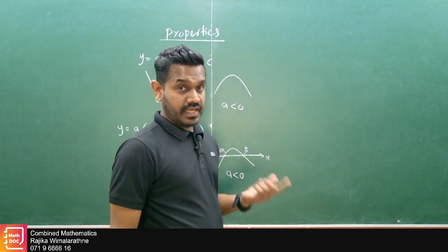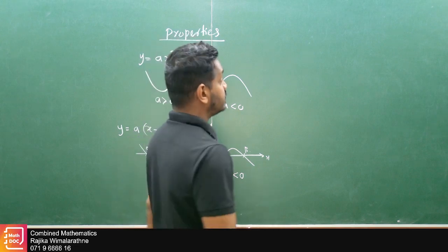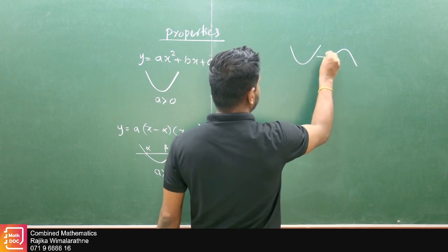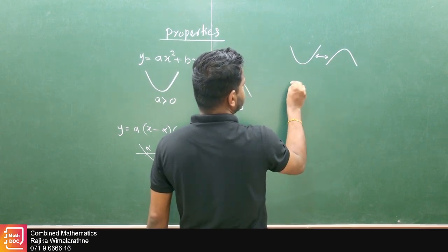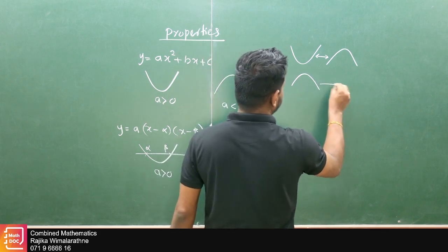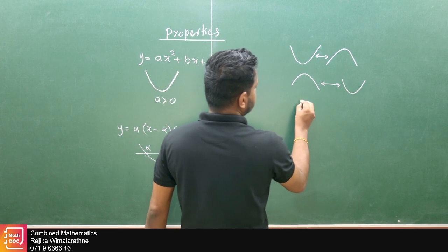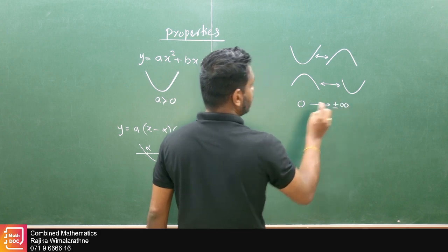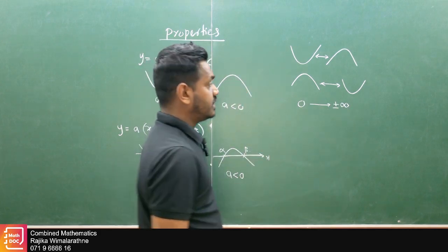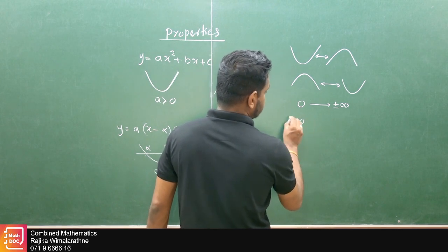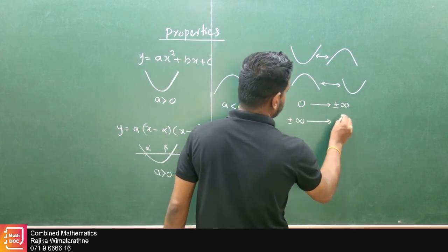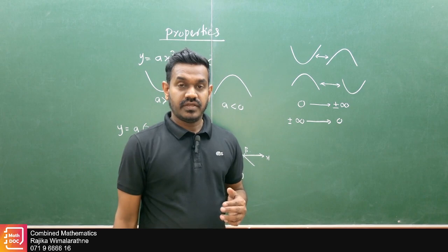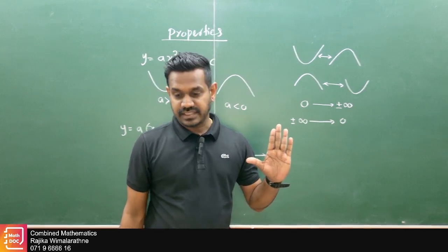So I told you, when getting reciprocals, this minimum changes to maximum. And remember, maximum changes to minimum, and 0 values tend to infinity. That can be plus or minus infinity. We need to analyze using limits. Then infinities go definitely to 0. That is the major concept of getting reciprocal. Okay, let's see this example.